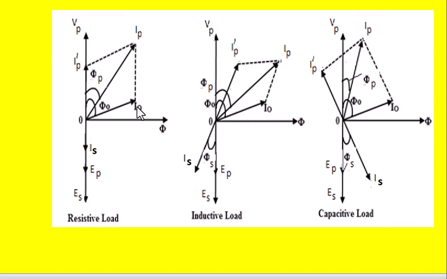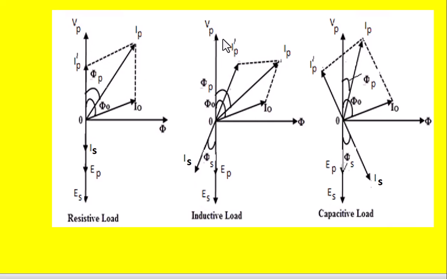Now, the angle between I0 and the applied voltage Vp or V1 is called the no-load power factor angle, whereas the angle between Ip or I1 and the applied voltage Vp or V1 is called the transformer power factor angle.